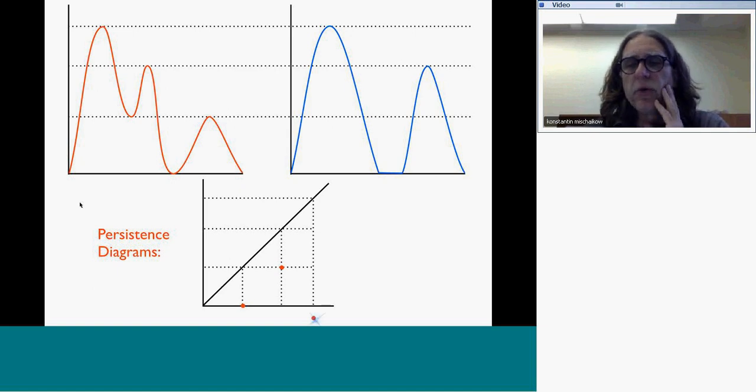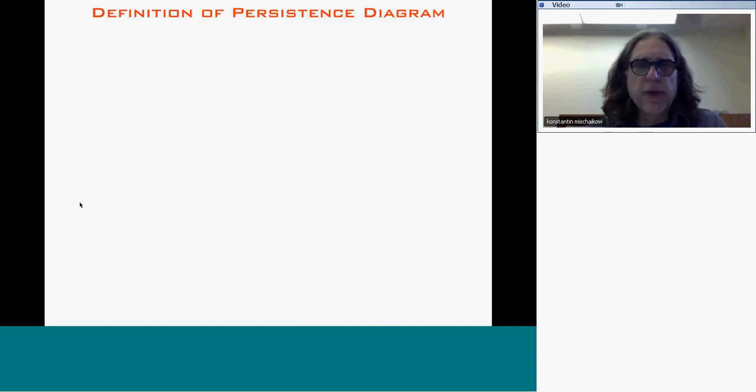On the right we see the blue curve, and we can do the same thing. We can compute a persistence diagram for it. The persistence diagram looks very different, and so this is a way of distinguishing two functions. All right, but again, I think most people are aware of that.